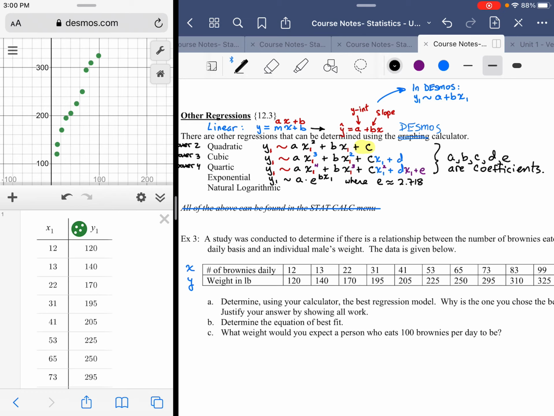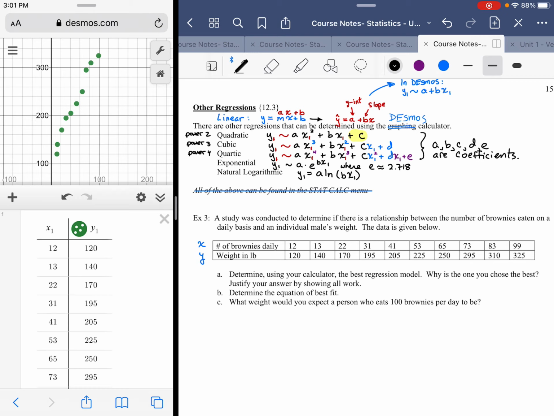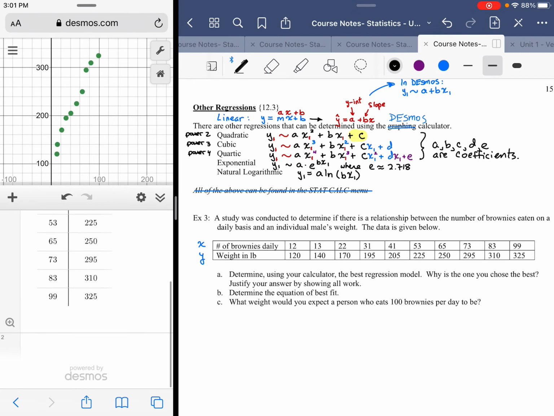And then the last one is the natural logarithmic, where we would say y1 is equal to A times the natural log, ln, of B x sub 1, allowing for a coefficient of x sub 1 again. All right, so definitely, it took a turn into the weird realm here, but it's still very manageable. I'll show you. It's just a lot more typing than maybe you would have liked.